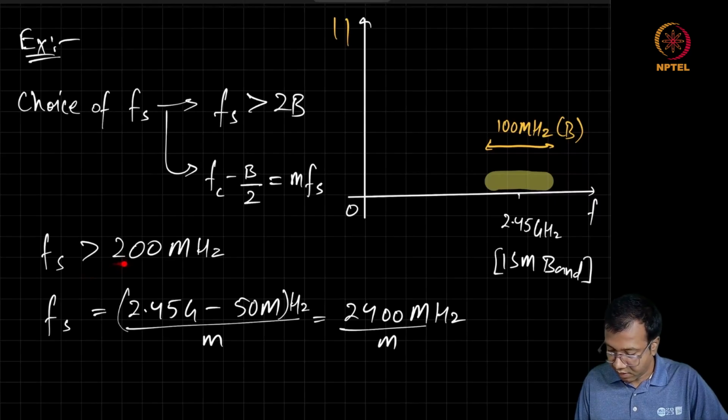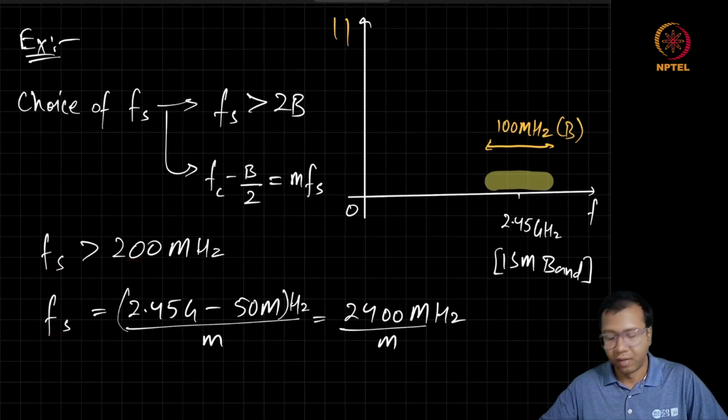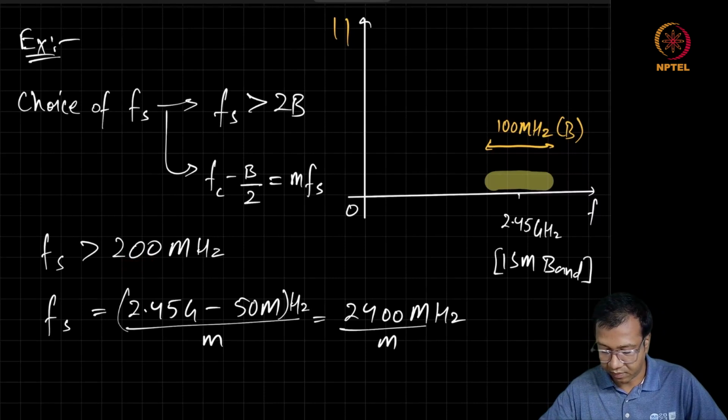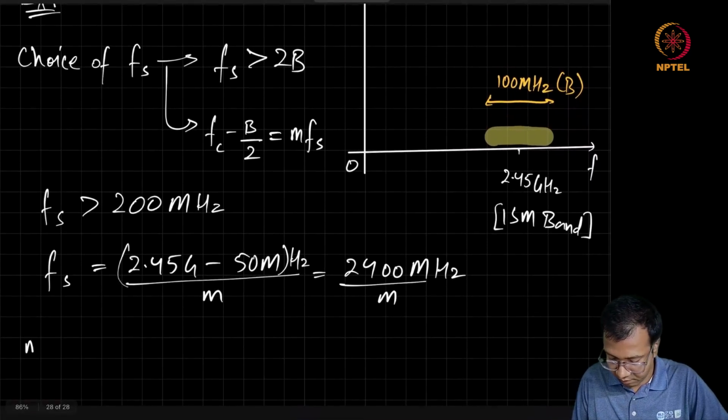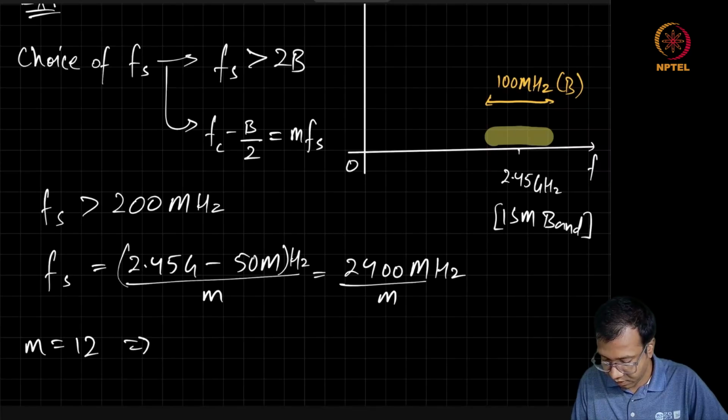And if we just look at the limiting case, we can easily see that by choosing m to be equal to 12, we can get an fs which is equal to 200 megahertz, which is just at the edge of the case, which is going to just prevent the overlapping of aliases. So if we choose m to be equal to 12, it implies fs to be equal to 200 megahertz.